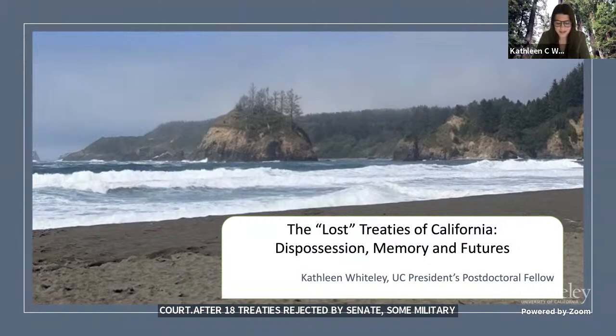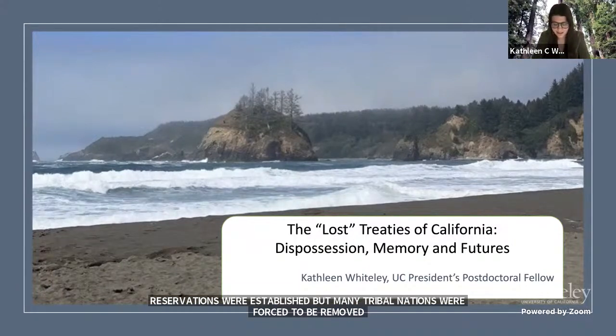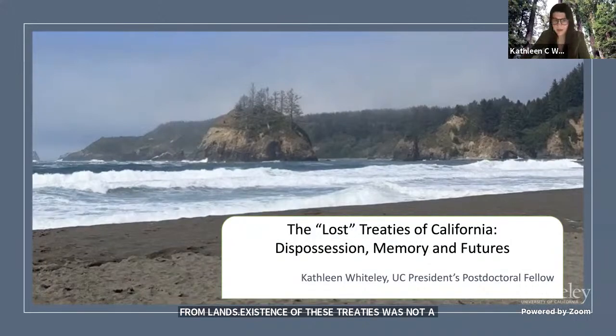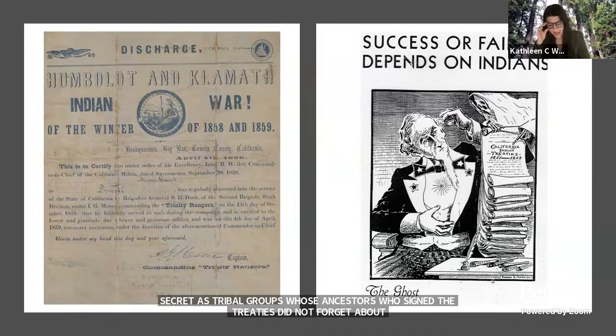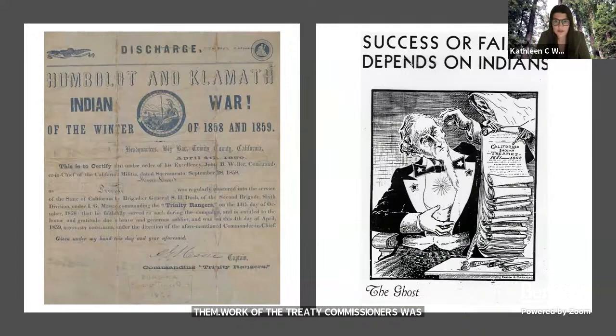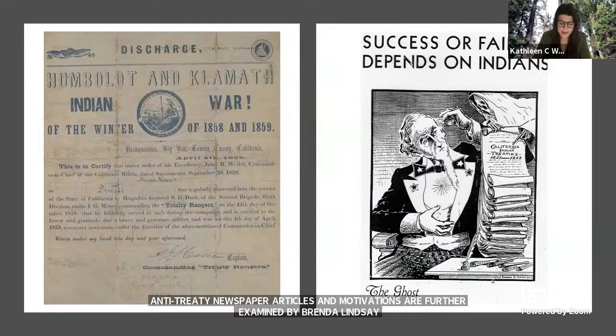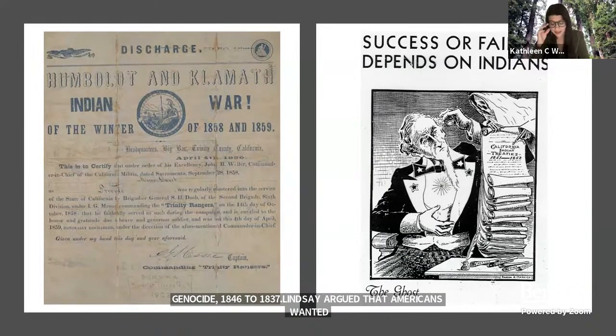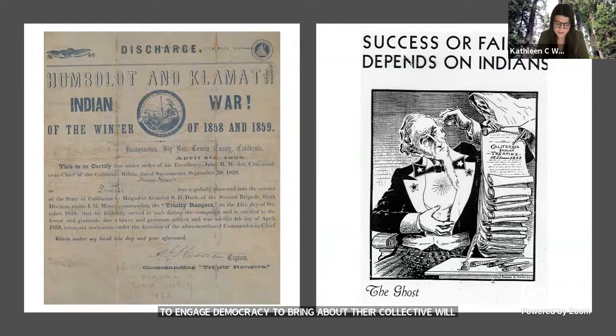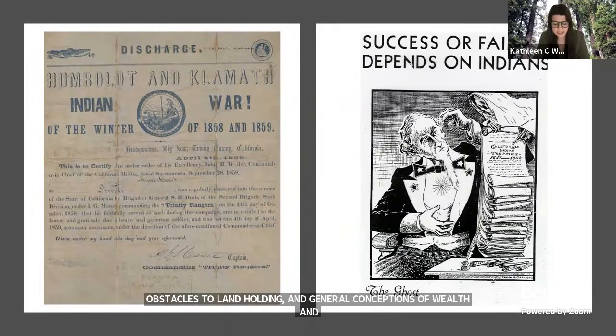The existence of these treaties was not a secret, as tribal groups whose ancestors signed the treaties did not forget about them. The work of the treaty commissioners was widely reported in newspapers. Some of the anti-treaty newspaper articles and their motivations are further examined by Brendan Lindsay in his 2012 monograph, Murder State, California's Native American Genocide, 1846 to 1873. Lindsay argued that Americans wanted to engage democracy to bring about their collective will to eliminate Native Americans as obstacles to landholding and general conceptions of wealth and security. Lindsay explored how notions of democracy, ultra-individualism, and the pioneer spirit orchestrated mass murder in California.